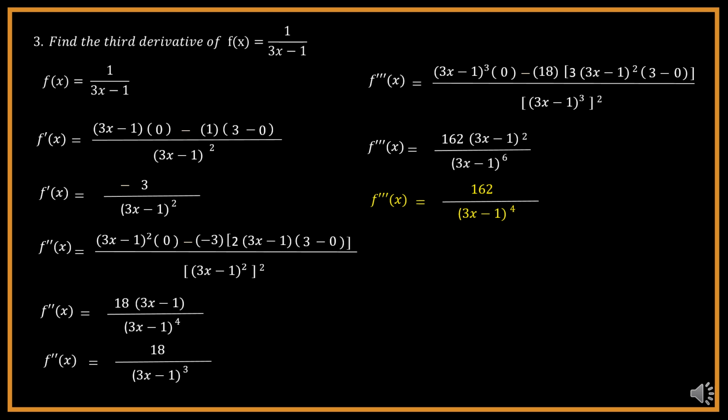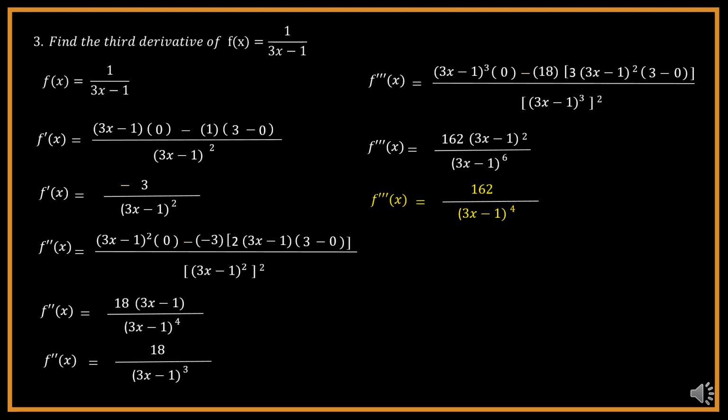Simplify. f double prime of x is equal to 18 times (3x minus 1) divided by (3x minus 1) raised to the fourth power. Then simplify. The second derivative, which is f double prime of x, is equal to 18 divided by (3x minus 1) raised to the third power. And the derivative of this is the third derivative.